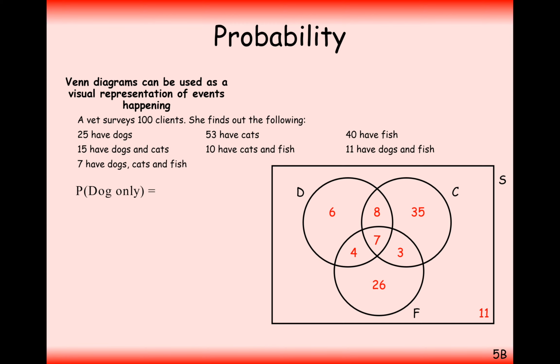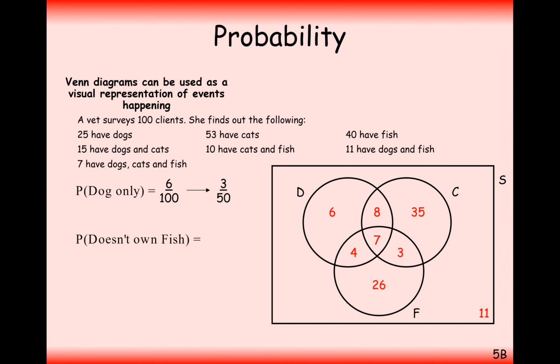Okay, find the probability of owning a dog only. This is pretty obvious from the Venn diagram. We have 6 people here, so it's just going to be 6 out of 100. Always simplify your fraction where possible.